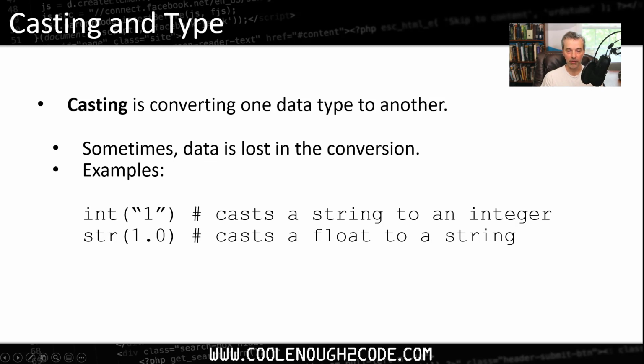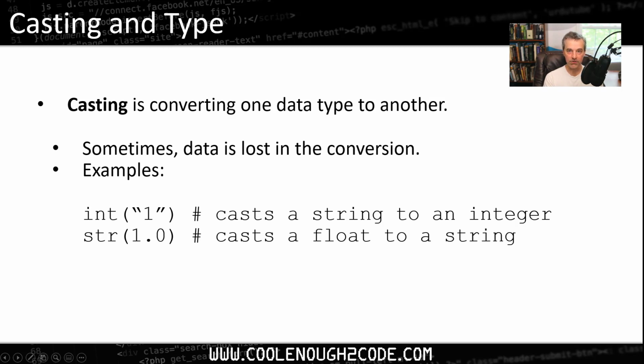In the second example, I have str, and I open parens and put in 1.0 and close the paren. So 1.0 is floating point, and by putting str around that, I'm converting that floating point into a string. Those are some examples of casting that we see there on the slide, and we'll look at this in action when we go to the IDE.